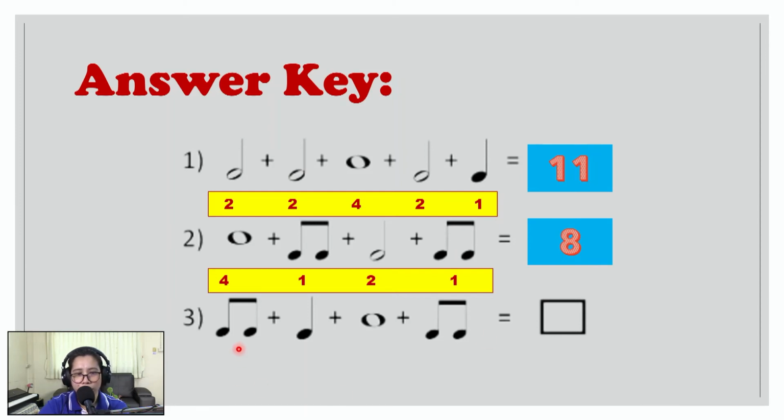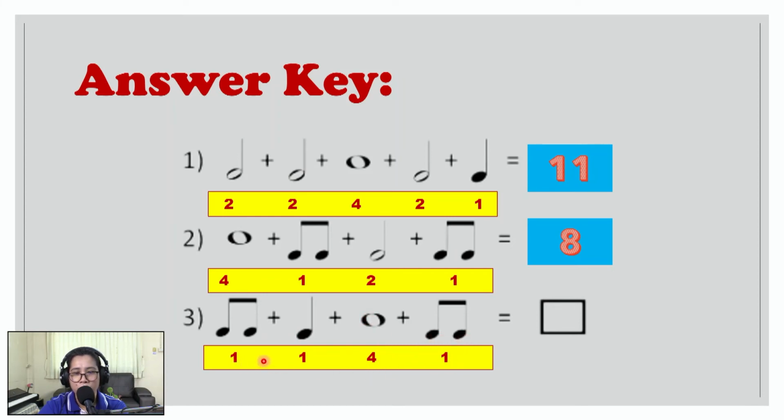Over here, number 3. We have a beamed eighth note. As I've said, this is what? One count for 2, plus a quarter note. A quarter note has 1 count. Whole note has 4. And another beamed eighth note, 1 count for 2. 1 half plus 1 half equals 1. So let's see the numbers. There we go. 1 half plus 1 half equals 1, plus 1, plus 4, plus 1 half plus 1 half equals 1.